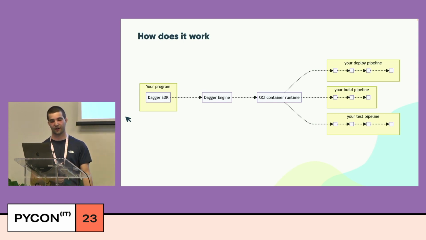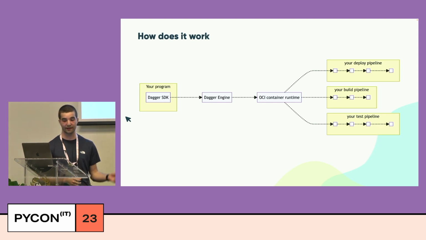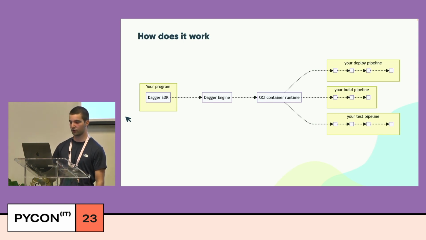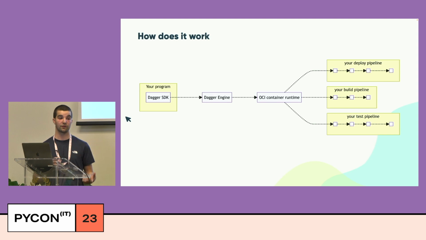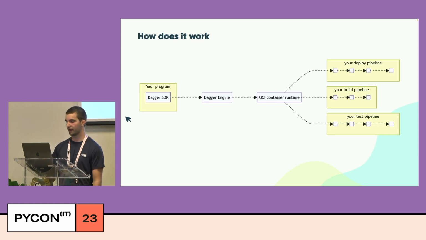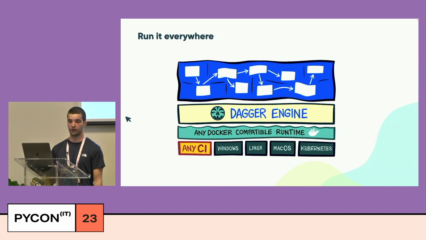GraphQL APIs exposed by the Dagger engine. And then the Dagger engine interacts with the OCI compliant container runtime and runs the pipeline. As you can see, every step, every node of the graph, is executed in a different container. It's interesting, and we will see why in the caching part. This is how it runs everywhere.